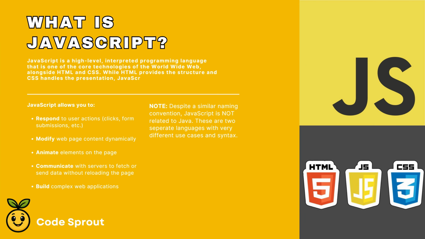So what is JavaScript? JavaScript is a high-level, interpreted programming language that is one of the core technologies of the World Wide Web. It is used alongside HTML and CSS. While HTML provides the structure and CSS handles the presentation, JavaScript adds interactivity to web pages.